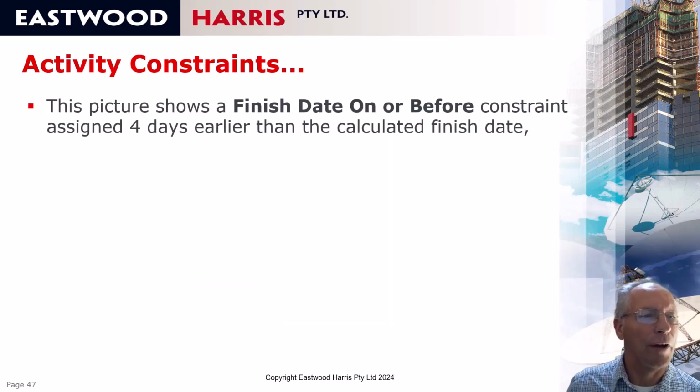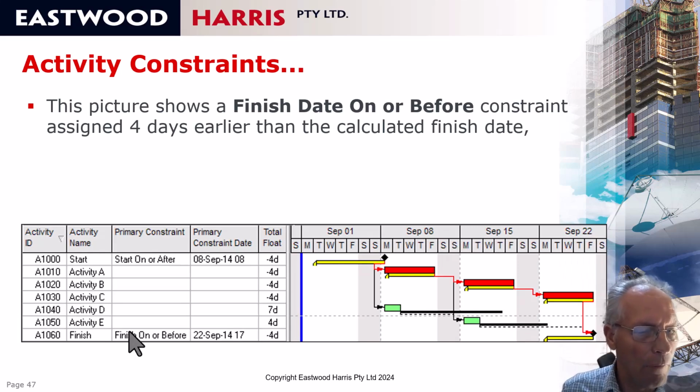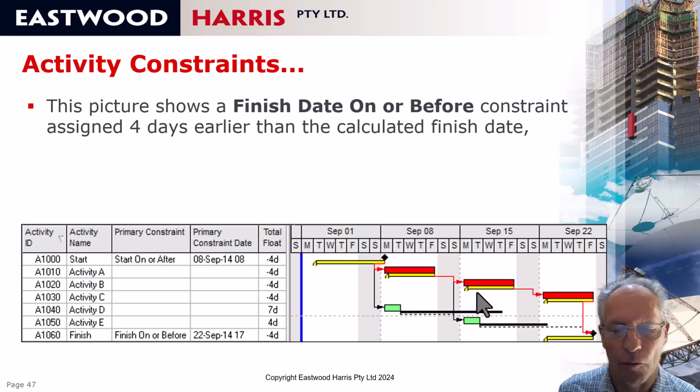Okay, activity constraints continued. Now I have a finish on or before constraint assigned to this activity on the 22nd of September. So in this situation, it's worked in a similar way to a project finish constraint that's earlier than the end date and has generated negative float. So we have calculated that the project will end on this date here, which is the 27th of September, but we have assigned a constraint of the 22nd, and therefore we generated 4 days negative float.